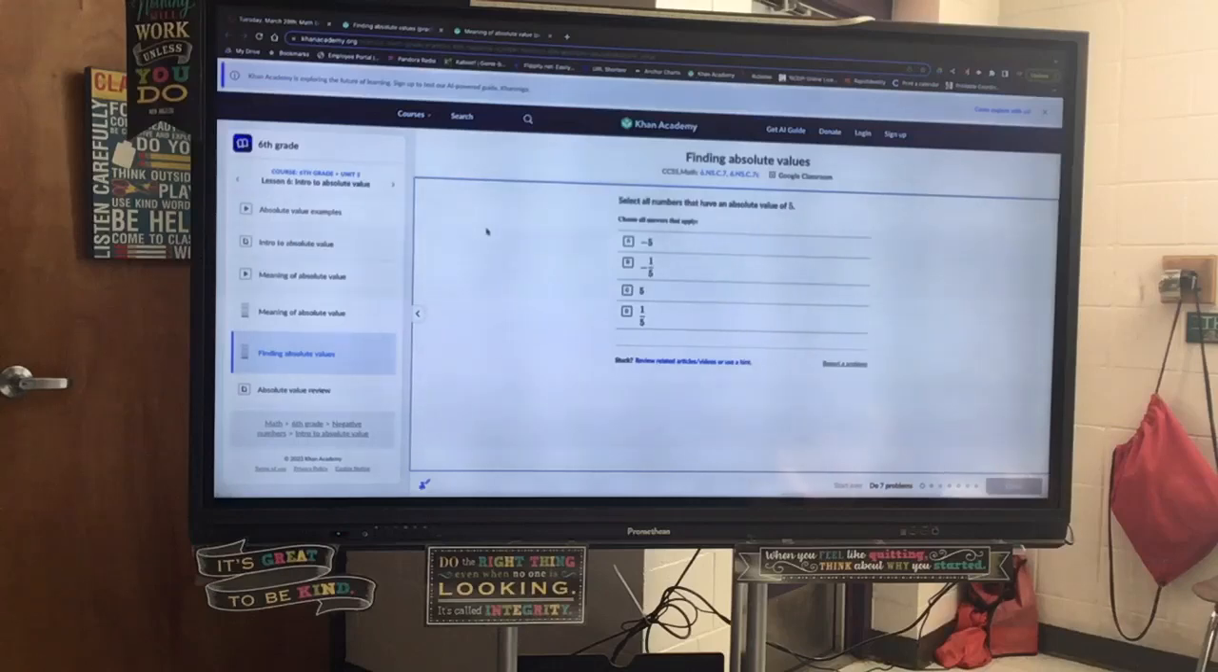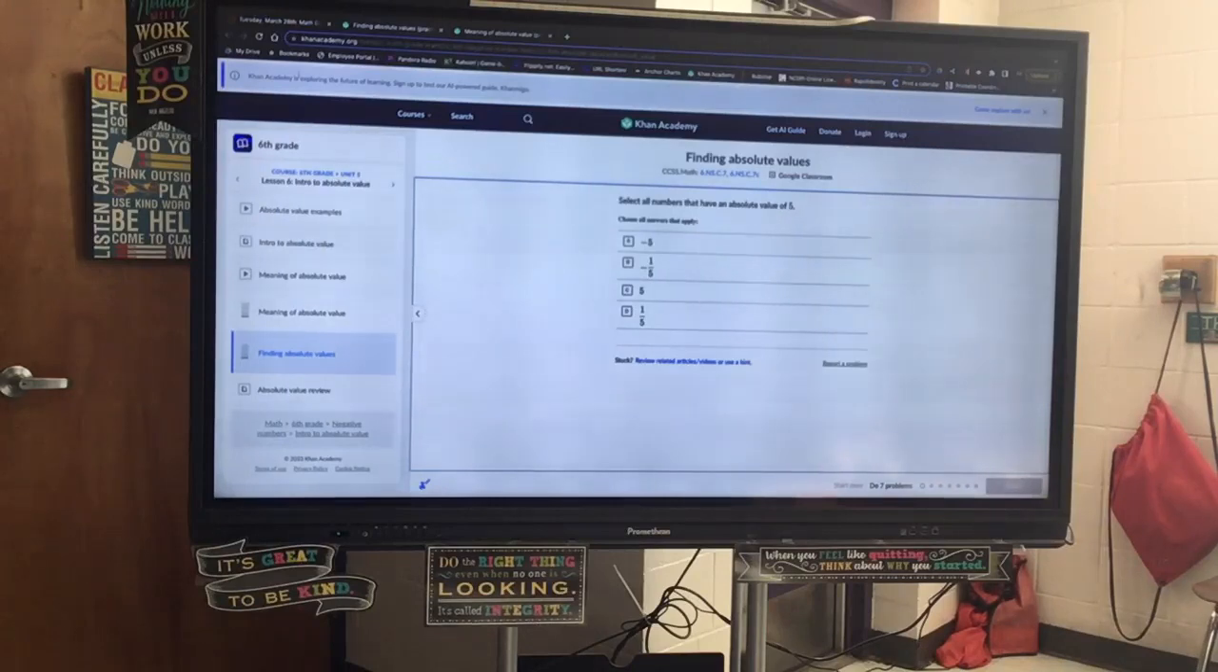Please make sure you are showing your work in your notebook. If that means you're drawing a number line, if that means you're writing the opposite or whatever, just show it in your notebook. I'm not asking for a lot. If you want to number it 1, 2, 3, 4, 1, 2, 3, 4, 5, 6, 7, that's fine. If you want to number it 1 through 11, that is fine. I don't care. Just make sure they're numbered, make sure I can see what you're doing.